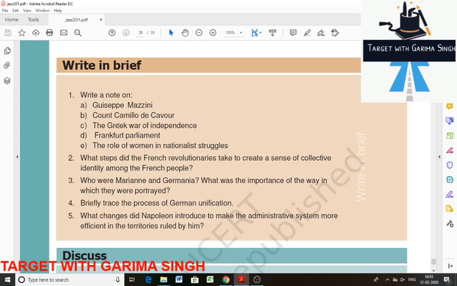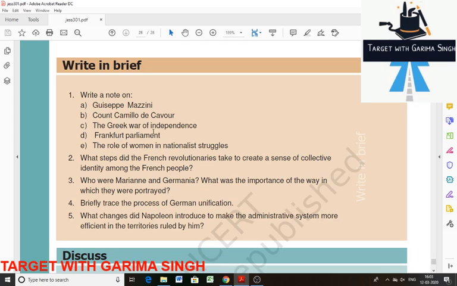Then third is the Greek War of Independence. An event that mobilized nationalist feeling among the educated elite across Europe was the Greek War of Independence. Greece had been part of the Ottoman Empire since the 15th century. The growth of revolutionary nationalism in Europe sparked off a struggle for independence among the Greeks, which began in 1821. Nationalists in Greece got support from other Greeks living in exile and also from many West Europeans who had sympathies for ancient Greek culture.